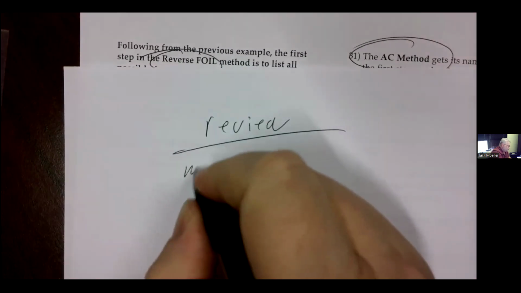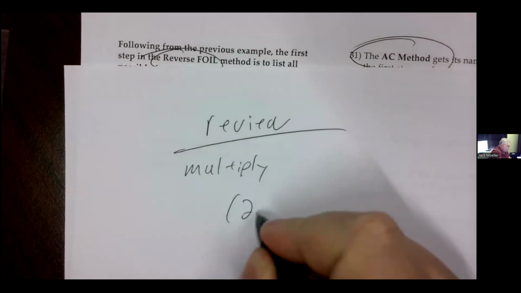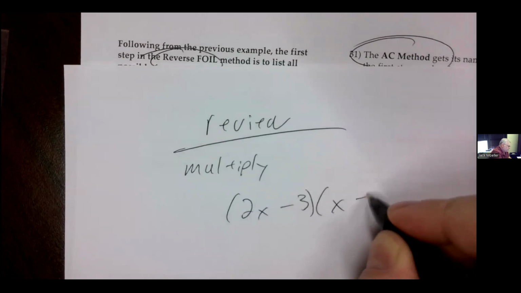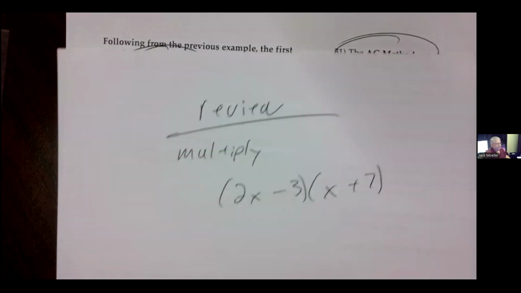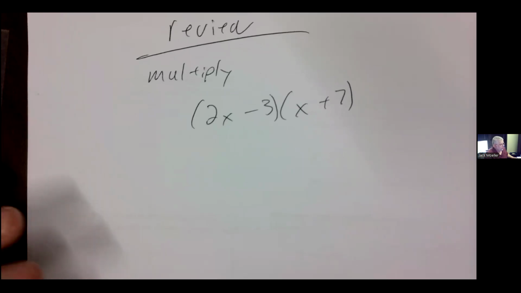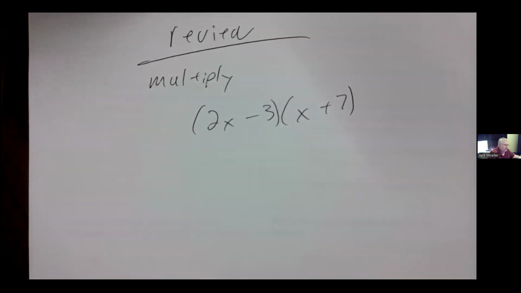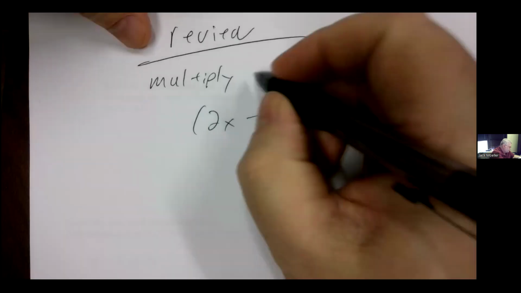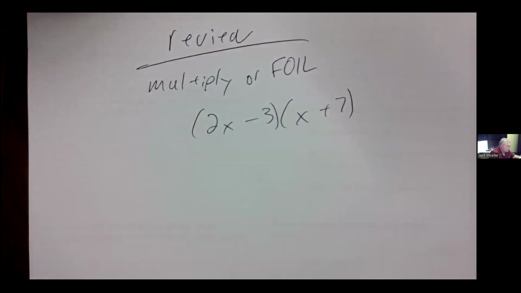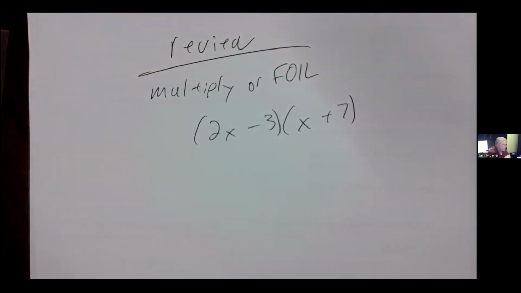So let's multiply 2x minus 3 times x plus 7. You should recognize these types of problems. Like I said, if you've done your R4 homework, if not, that's why we're doing a quick review. Now, multiplying is basically the same as FOIL. And I'm going to talk about that since we're doing reverse FOIL. So how do you multiply this?